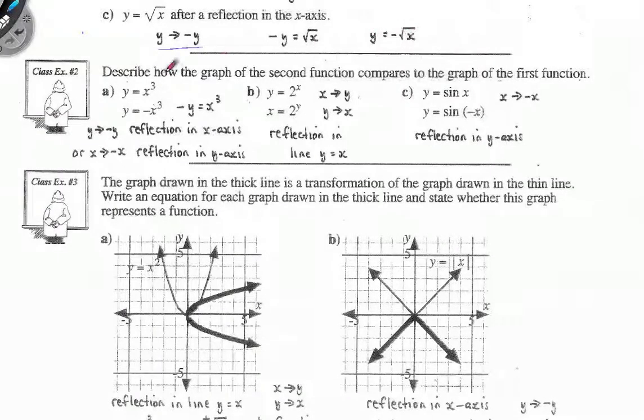Class example 2. Describe how the graph of the second function compares to the graph of the first. How does this compare to this? Let's compare. Well, the x, believe it or not, has not become negative. Otherwise, it would be written y equals negative x cubed. Slightly different. Actually, the y has been replaced with minus y, and then the minus brought over to this side. So here's the replacement terminology. It's actually a reflection in the x-axis.